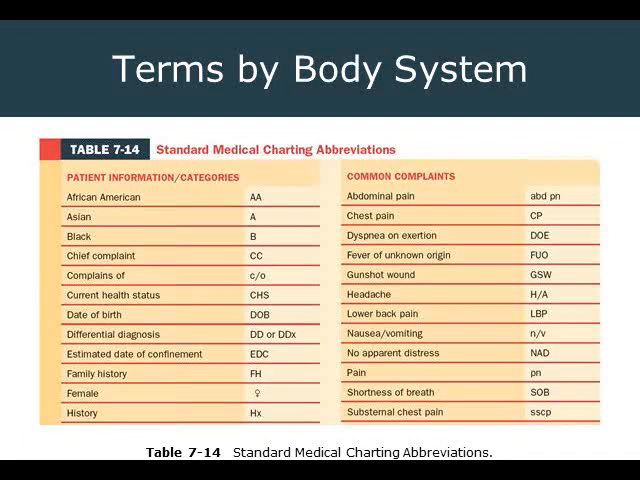Honestly, those ethnic ones really don't get used often. The AA, the A, the B, those really don't get used much. But chief complaint, complains of, CHS, I've never seen used. Date of birth, DOB, that's fairly common. Differential diagnoses, not something that would be a common concept to most of you at this point, but eventually we'll get there where we're talking differential diagnoses. EDC, estimated date of confinement, or your due date.